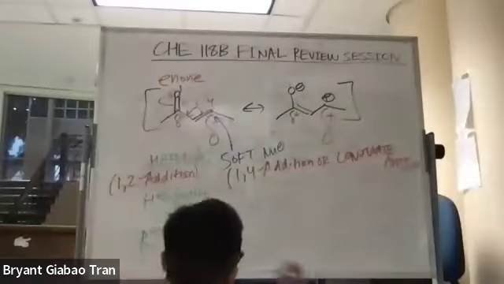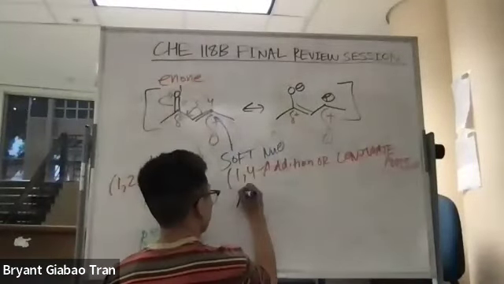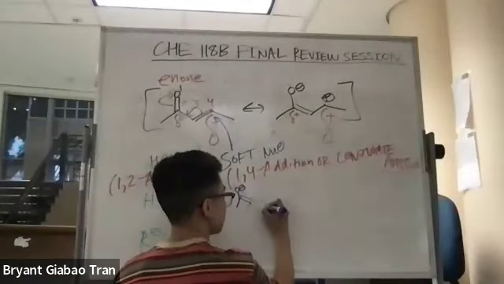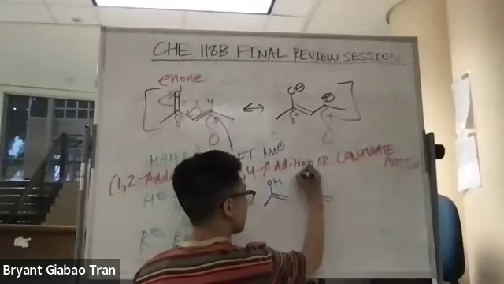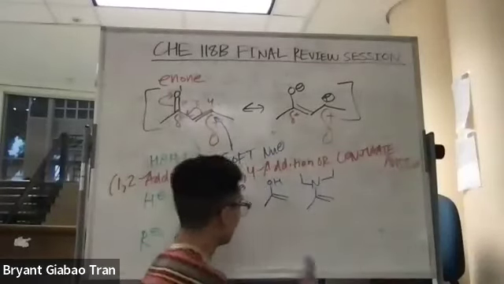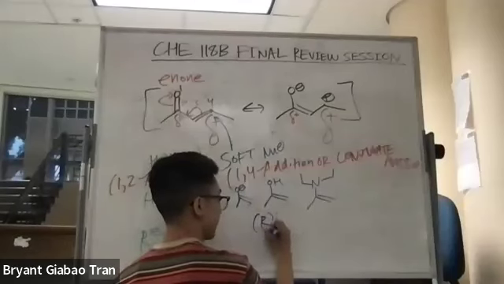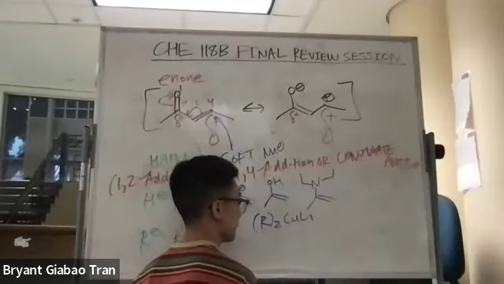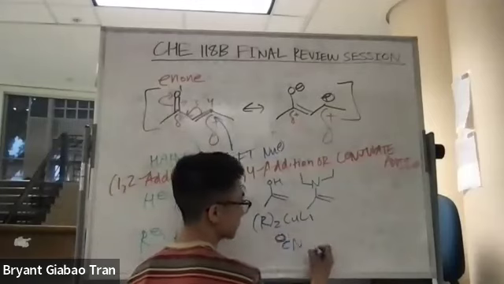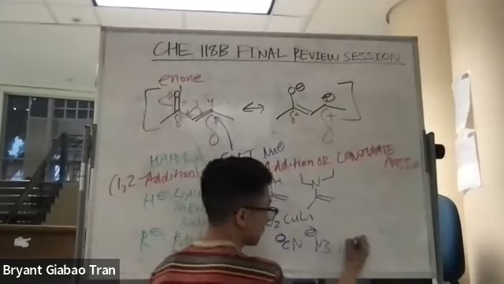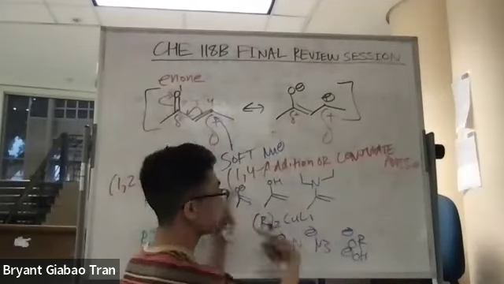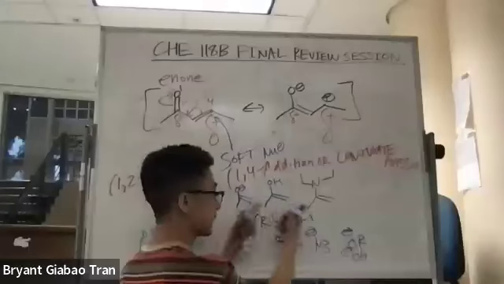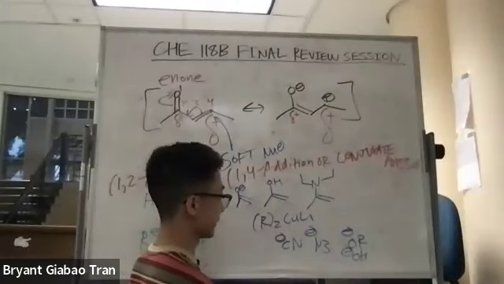So soft nucleophiles are like the enolate, enol, enamine. It could be organocuprate with the R2CuLi, and every other nucleophile, like CN-, N3-, OR-, OH-, right? But you'll most likely see the enol, enolate, enamine, and organocuprate for this chapter.